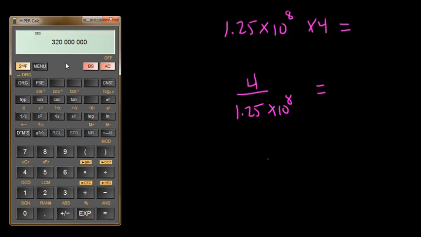But when it comes to scientific notation, we can fix this problem really easily because we can put it in as 4 divided by 1.25, use your EXP button, to the power of 8. Now this gives us a value of 3.2 times 10 to the negative 8th, and that's the correct value.